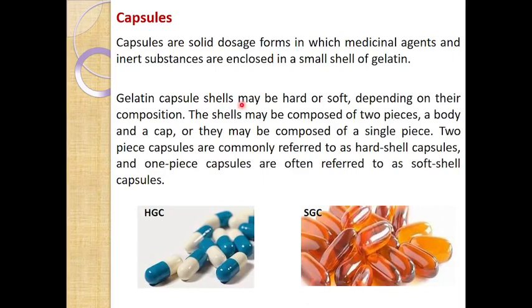Gelatin capsule shells may be hard or soft depending upon the composition of the shell. The shell may be composed of two pieces, a body and a cap. What we are observing here in this hard gelatin capsule is that one part is colorless and the other is colored. The colored component is the body, and the colorless part is the cap, sorry. Whereas the soft gelatin capsule is one piece.